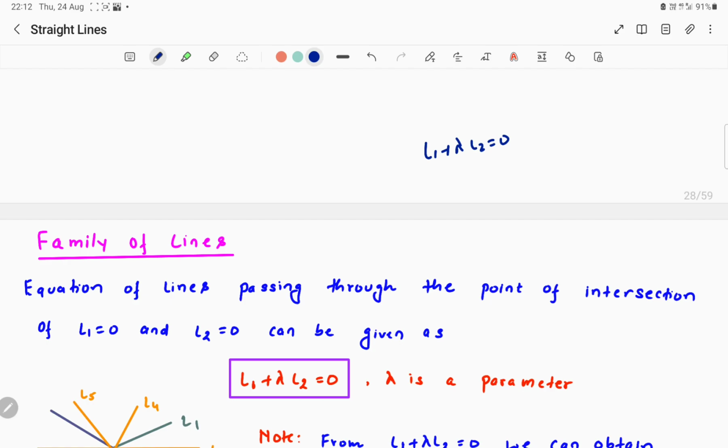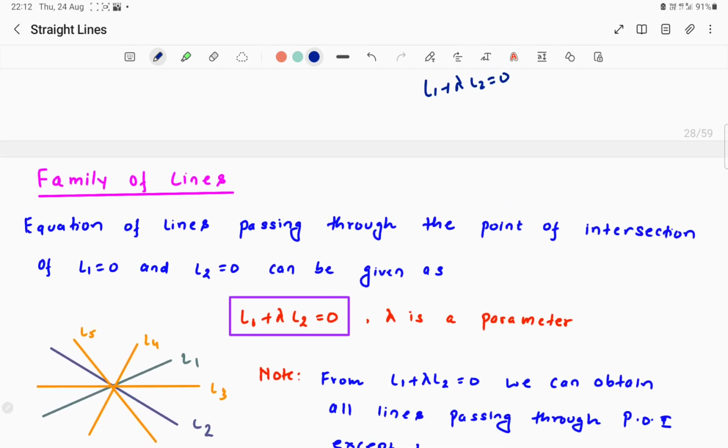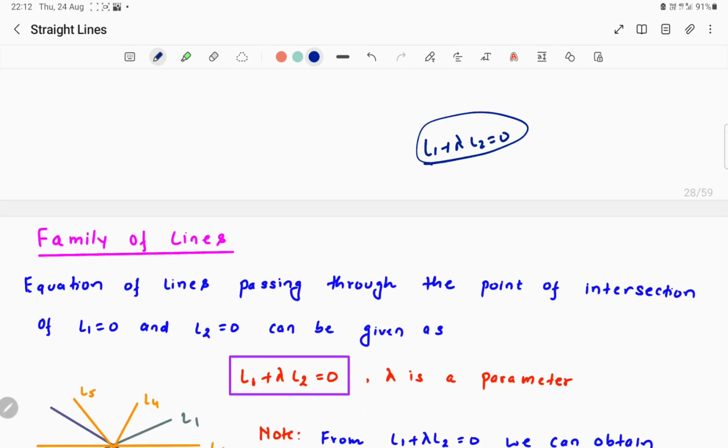Okay. Now first part, why this quantity is representing a family of lines? So first question is it representing a line? Answer is yes, because L1 is a linear equation in 2 variables, L2 is a linear equation in 2 variables, and lambda is some scalar quantity.